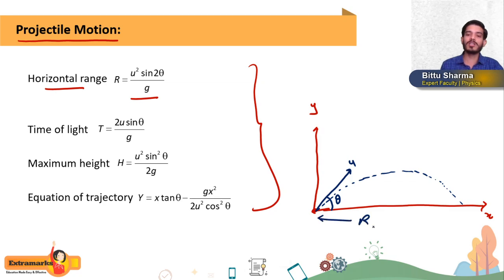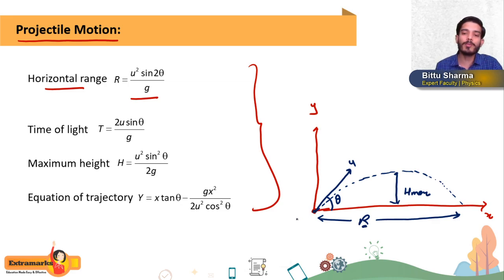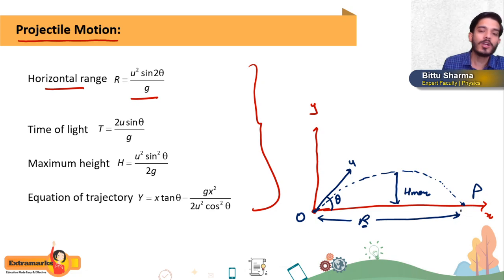And this maximum horizontal distance is called the range R. This will be the maximum height, h max. And time of flight means how much time it took from point O to, let us say this is point P. From point O to point P, how much time it took. So this will be the time of flight.